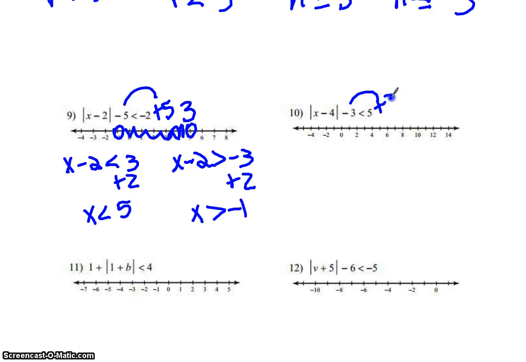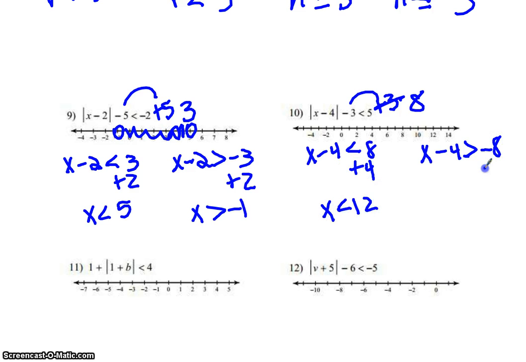You're going to add your 3, and so that becomes 8 over here. So x minus 4 is less than 8. X minus 4 is greater than -8. We're going to add 4. X is less than 12. We're going to add 4. X is greater than -4. Open circle at -4. Open circle at 12. To the left of 12. To the right of -4. So it's the middle.